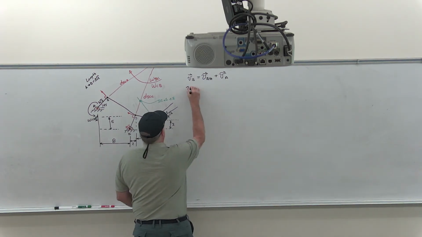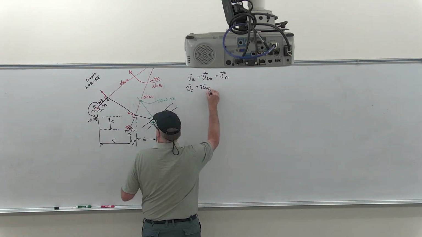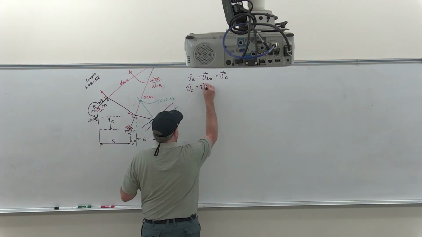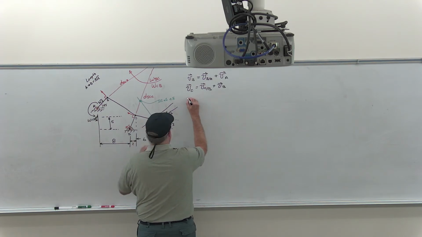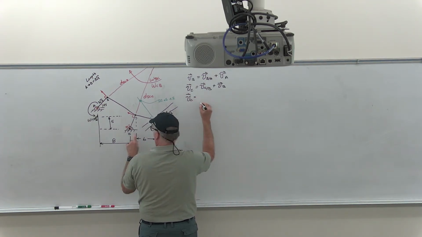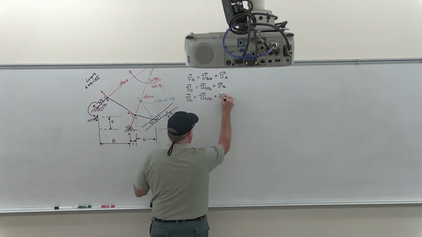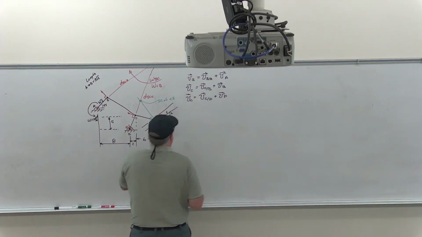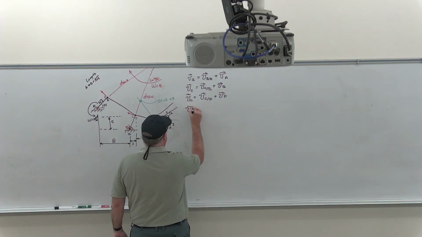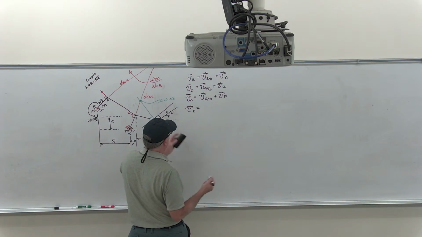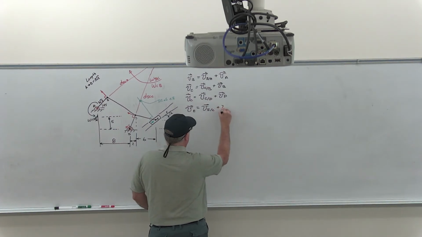So what I mean is this. I'll have another equation. Velocity of C equals velocity of C relative to B, because they're on the same rigid link, plus velocity of B. Then I've got a velocity of C that is also stuck on this link: velocity of C relative to D plus velocity of D. And then I've got the last link, which is this one. Velocity of E is equal to velocity of E relative to C plus the velocity of C.